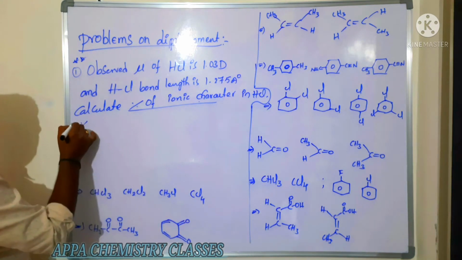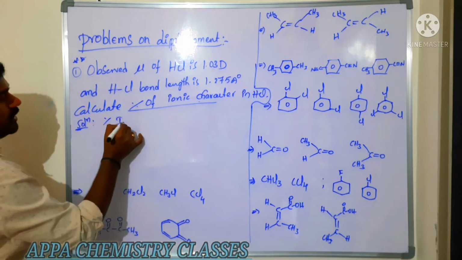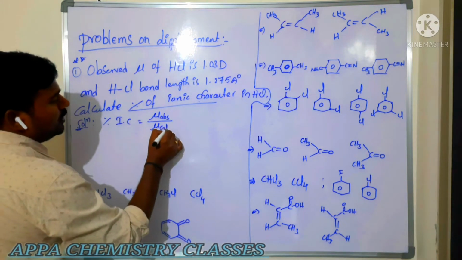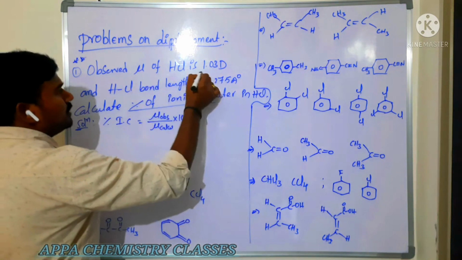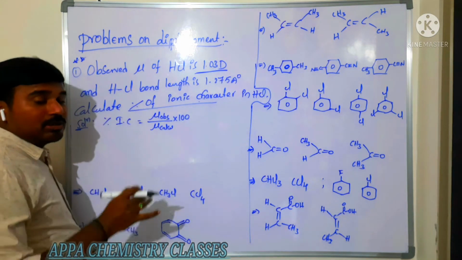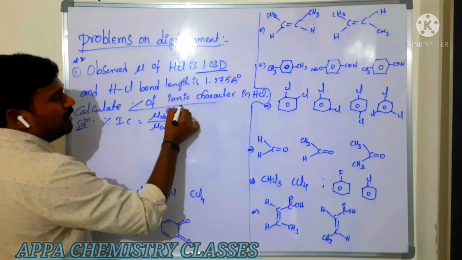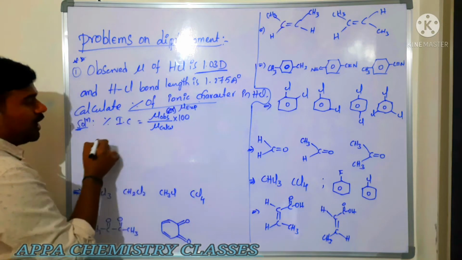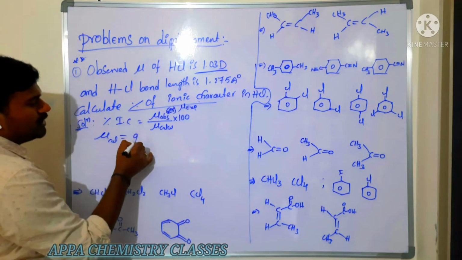So what is the formula for the percentage of ionic character? Percentage of ionic character is equal to observed dipole moment by calculated dipole moment, into 100. Whatever dipole moment they give is the experimentally calculated one, which is why we call it observed, or experimental, dipole moment. Now we have to calculate the dipole moment theoretically, that is, charge into distance.